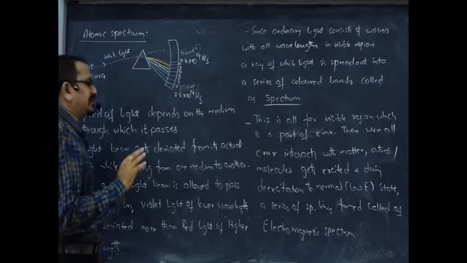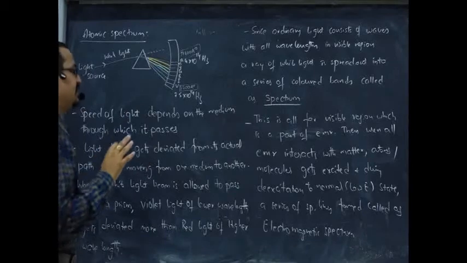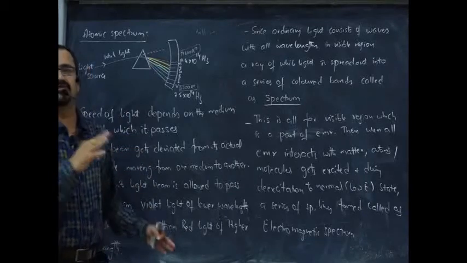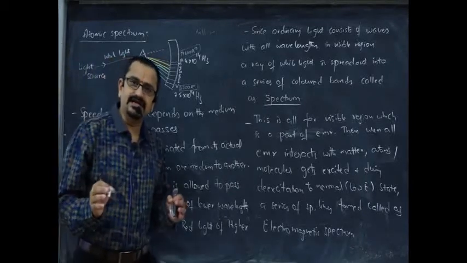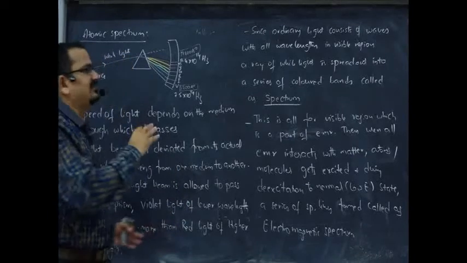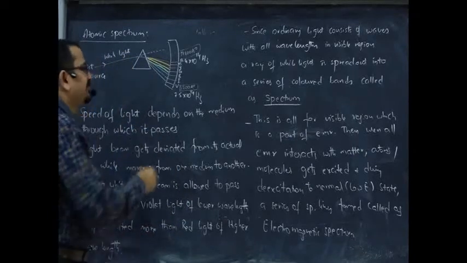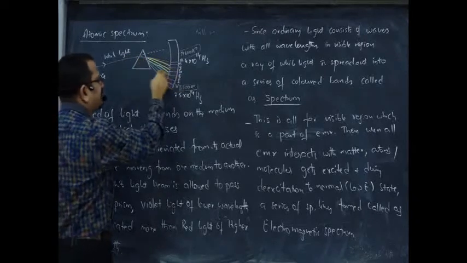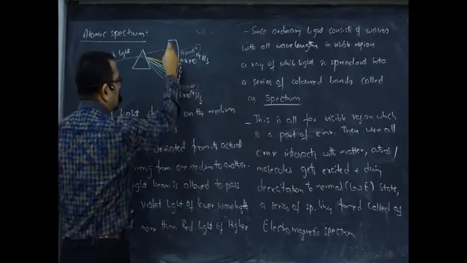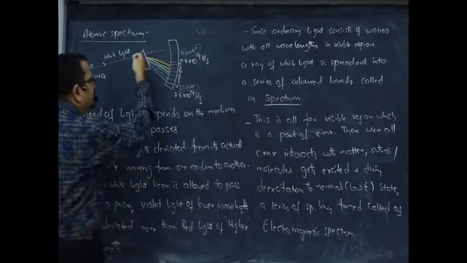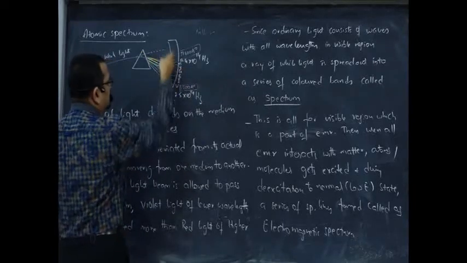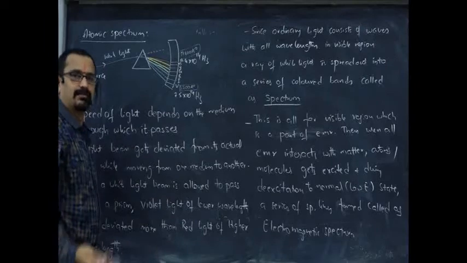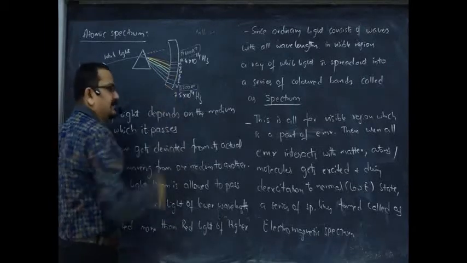Now, since ordinary light consists of waves with all wavelengths coming under the visible region, a ray of white light is spreading out or dispersing into a series of colored bands called a spectrum. When that series of dispersed light is allowed to fall on a photographic film or a plate, then the spectrum can be noticed.